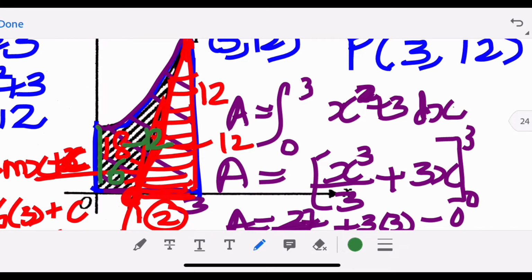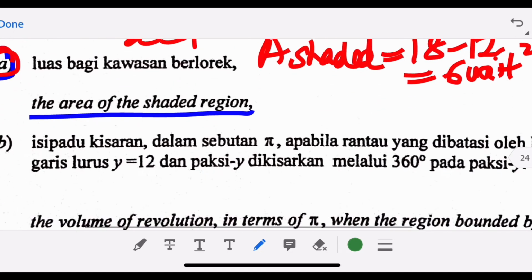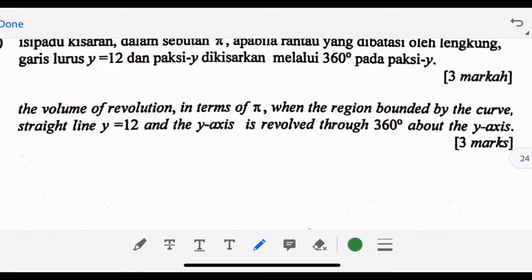So that means the area shaded in green color is 18 minus 12, which is actually equivalent to 6 units square. Now let's start with finding the volume. The volume of revolution in terms of pi when the region bounded by the curve.